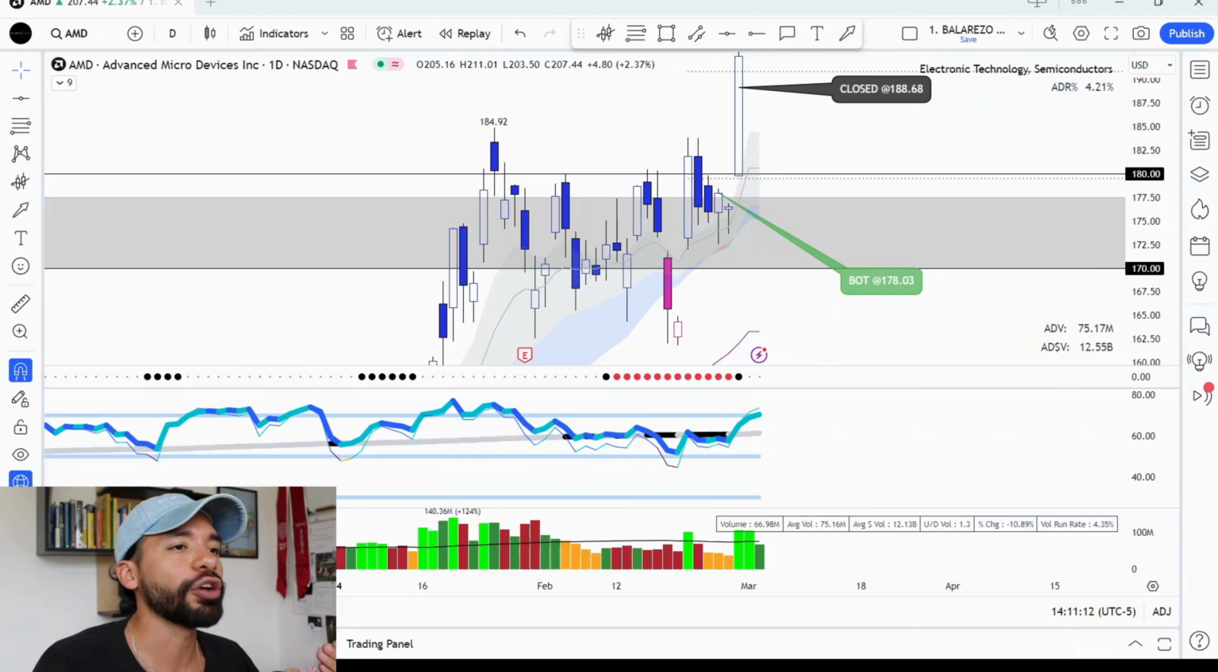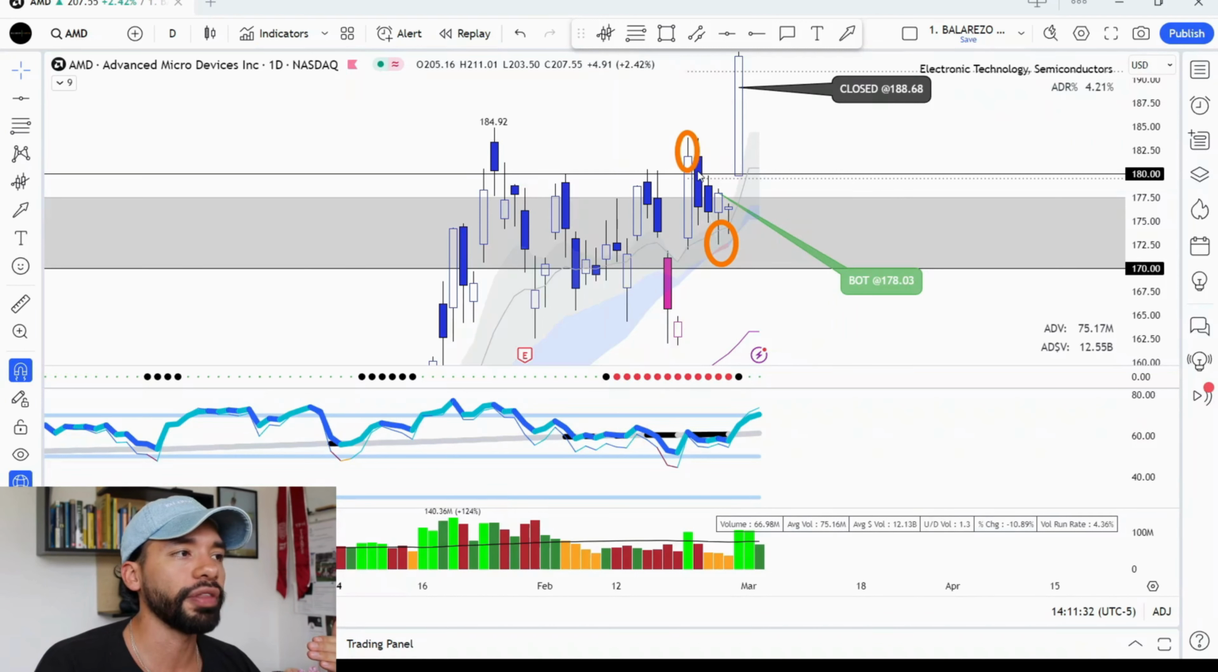Now what is actually the trigger? The trigger is pretty simple, guys. I actually use the previous day anchor VWAP. I'm gonna show it, it's pretty simple. So as soon as AMD touched the moving averages right here, I got an alarm saying that AMD is coming back to support, right?